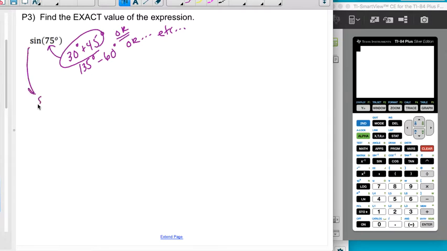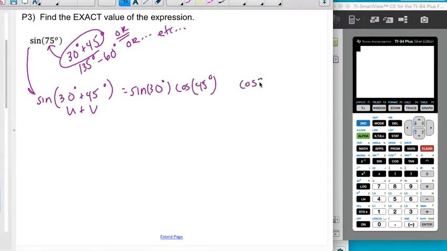So this is the sine of 30 degrees plus 45 degrees. So that's a u plus v. So sine, cos, sine, and then keep the sign.